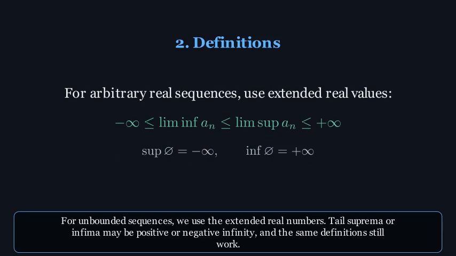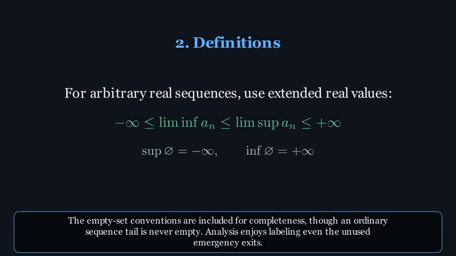For unbounded sequences, we use the extended real numbers. Tail suprema or infima may be positive or negative infinity, and the same definitions still work. The empty set conventions are included for completeness. Though an ordinary sequence tail is never empty, analysis enjoys labeling even the unused emergency exits.